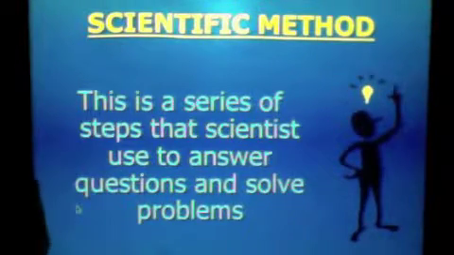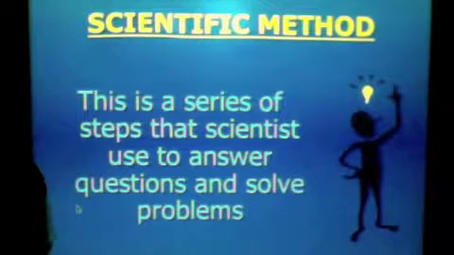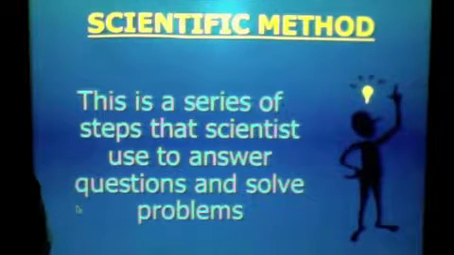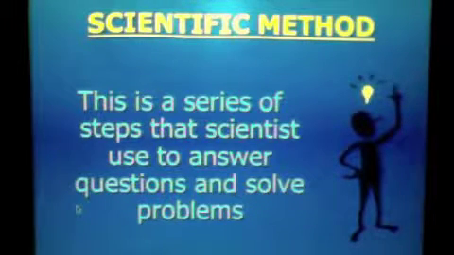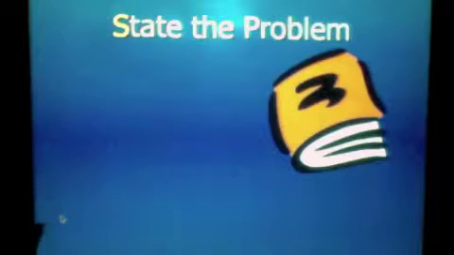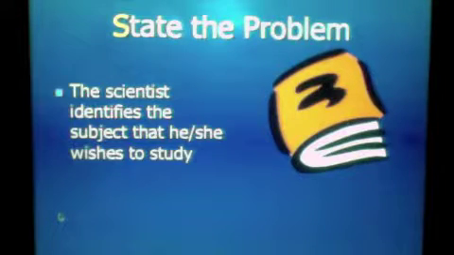So now we're going to go through the scientific method very quickly because you've learned this ever since you've learned the word science. So it's a series of steps that scientists use to answer questions and solve problems. The first step is to state the problem. You have to actually have a problem to have occur. So the scientist identifies the subject that he or she wishes to study.